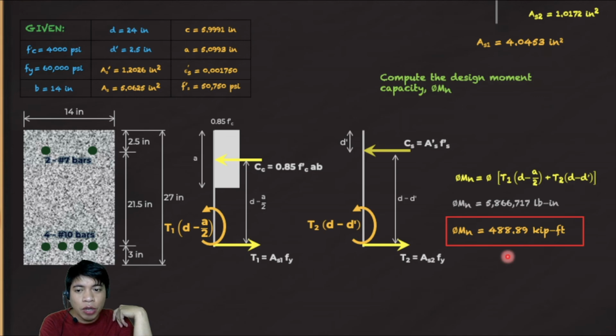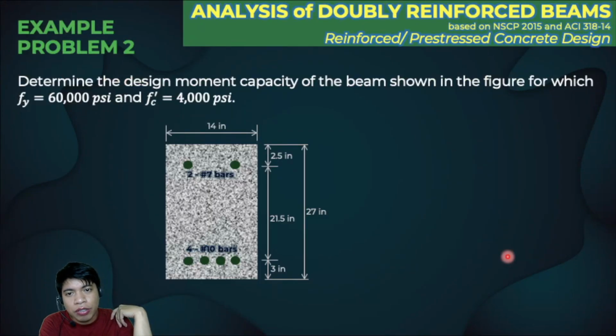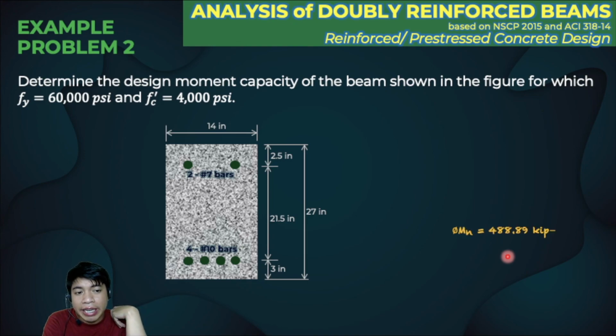Okay? So I hope naintindihan nyo guys yung ating solution. So again guys, para sa problem na to, yung sagot is 488.89 kip-feet. And eto na nga yung ating final answer.